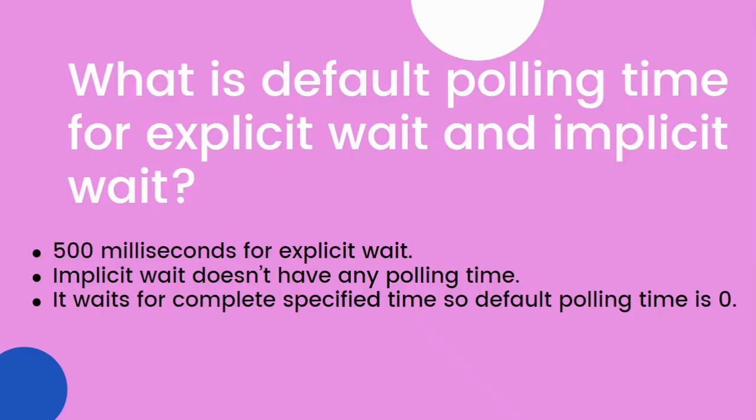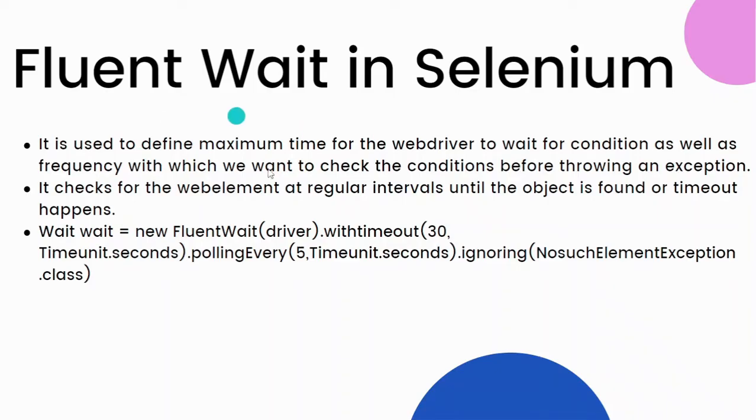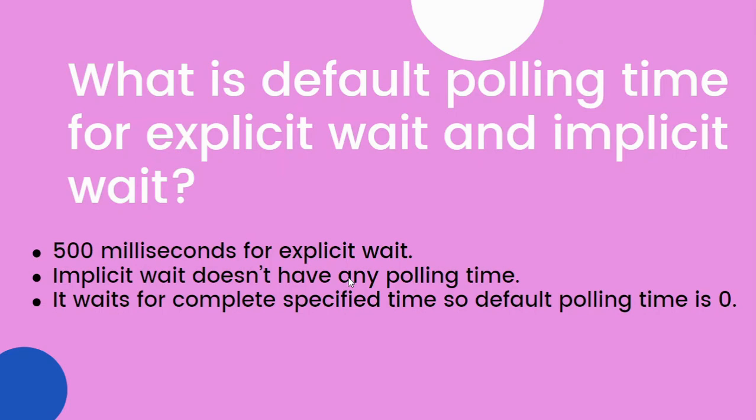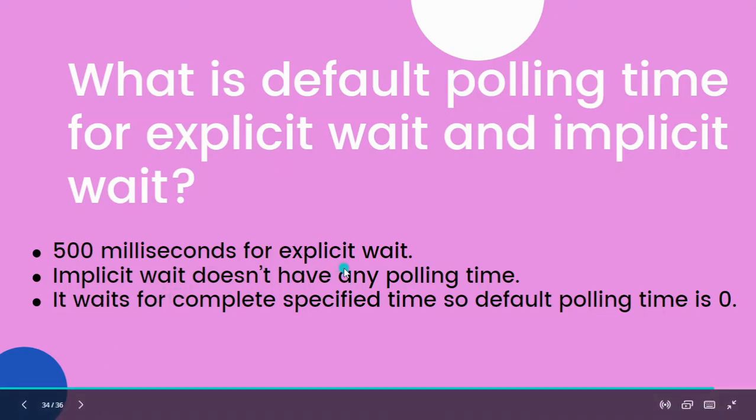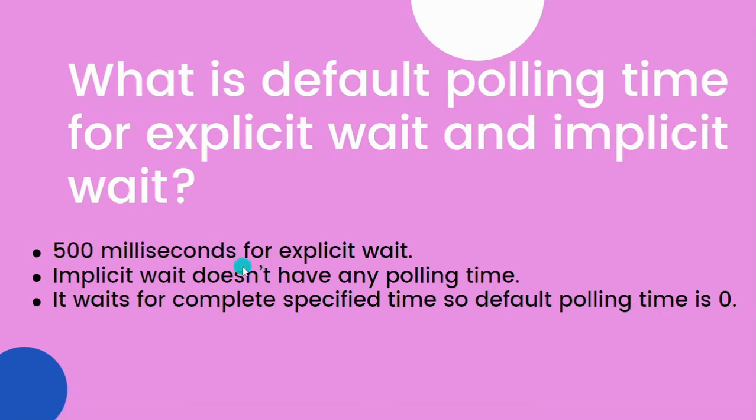So this is one of the other questions related to the Selenium waits. What is the default polling time for explicit wait and implicit wait? In the fluent wait, we have seen we can define the polling time for ourselves in this polling every. But for the explicit wait and the implicit wait, we can't have a user-defined polling time, but we have some polling time by default. For the explicit wait, we have 500 milliseconds as the polling time by default, and implicit wait doesn't have any polling time.